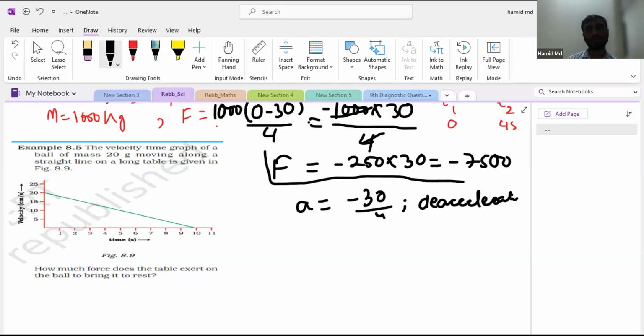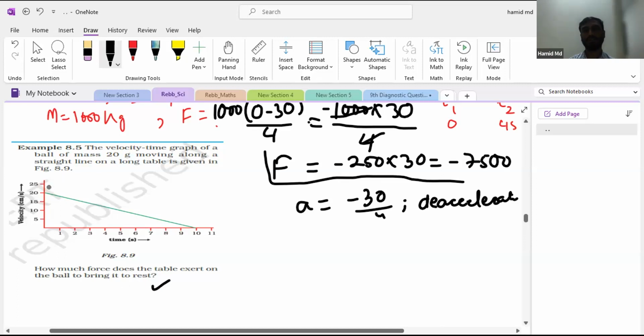So can you explain this question? What is it? The velocity time graph of a ball of mass 20 grams moving along a straight line on a long table is given in figure 8.9. How much force does the table exert on the ball to bring it to rest?